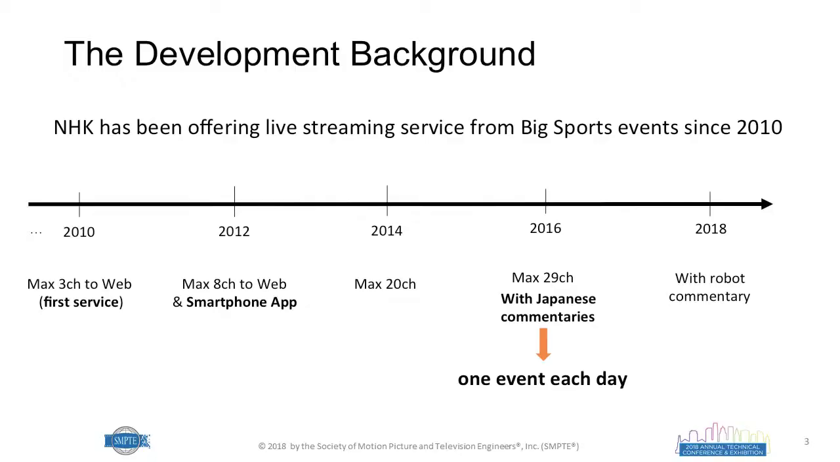NHK has been offering live streaming service for big sports events since 2010. That event was Olympic Games. What we first offered in 2010 was a web service to deliver up to three channels. Since then, we have expanded the scale by supporting video distribution to smartphone applications and increasing the number of channels. In 2016, we worked on distributing a maximum of 29 simultaneous channels for events that were not broadcast on television.